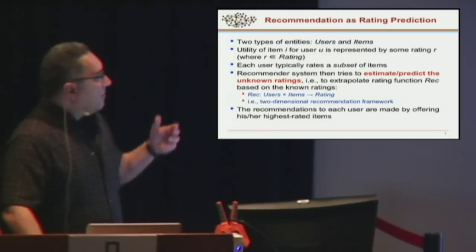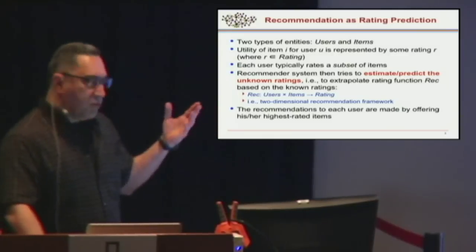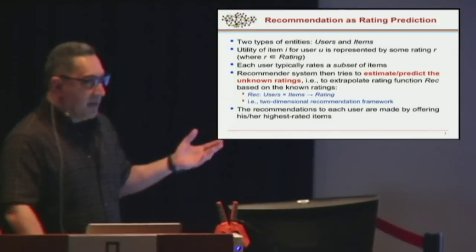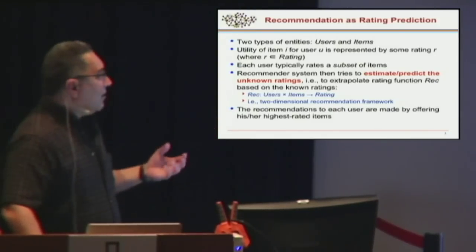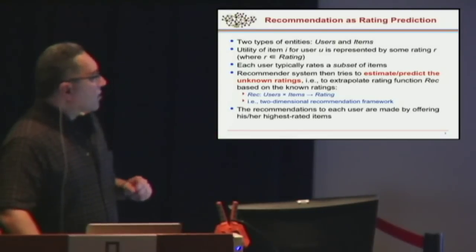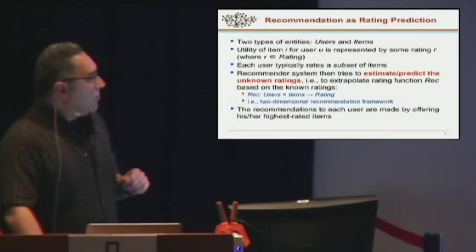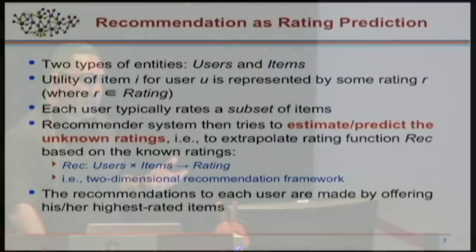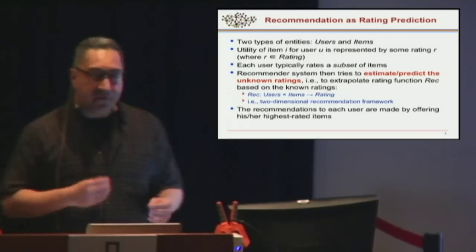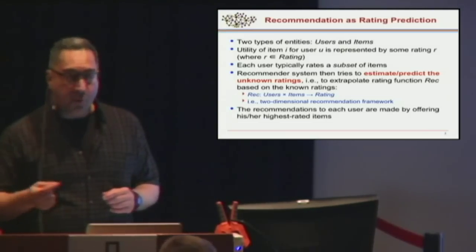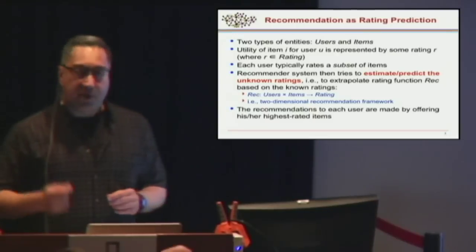In a typical recommender system, you have two types of entities: users and items. We saw that in some of the earlier talks. It's a pretty common structure. The utility of an item I for a user U is represented by some kind of rating. Again, this could be an explicit rating the user provides, or something implicit that's derived. Each user typically rates some subset of items, and the job of the recommender system is to estimate or predict the unknown ratings in this system.